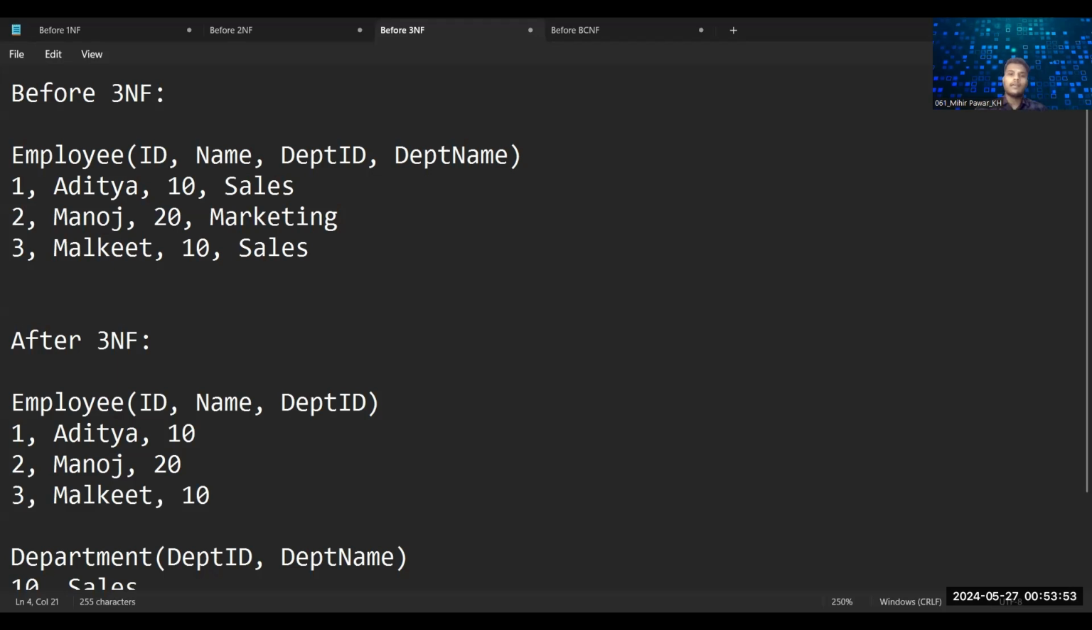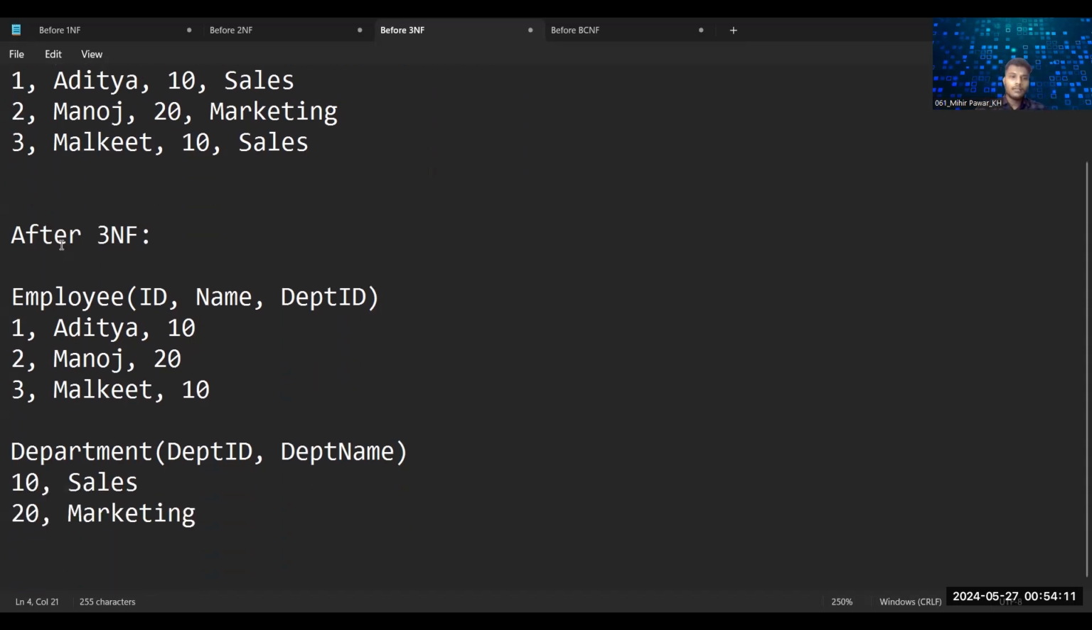So let's look at an employee table here. Department name depends on department ID, which in turn depends on the primary ID, that is primary key. So to achieve third normal form, we separate department information into its own table. So here after using third normal form, we put department information into its own table, that is department table.